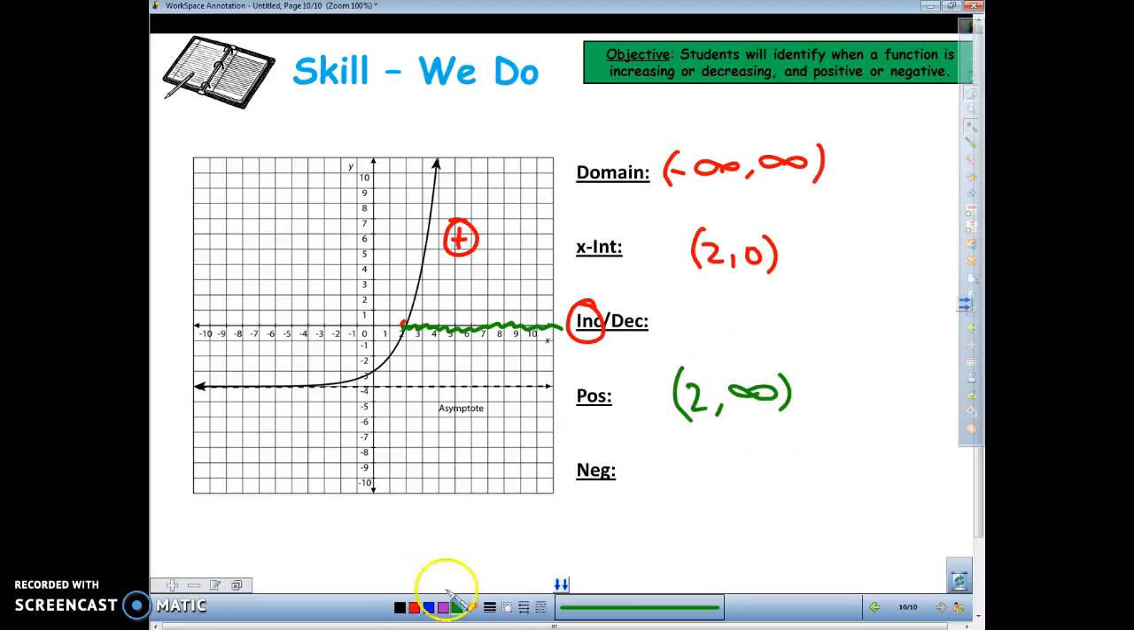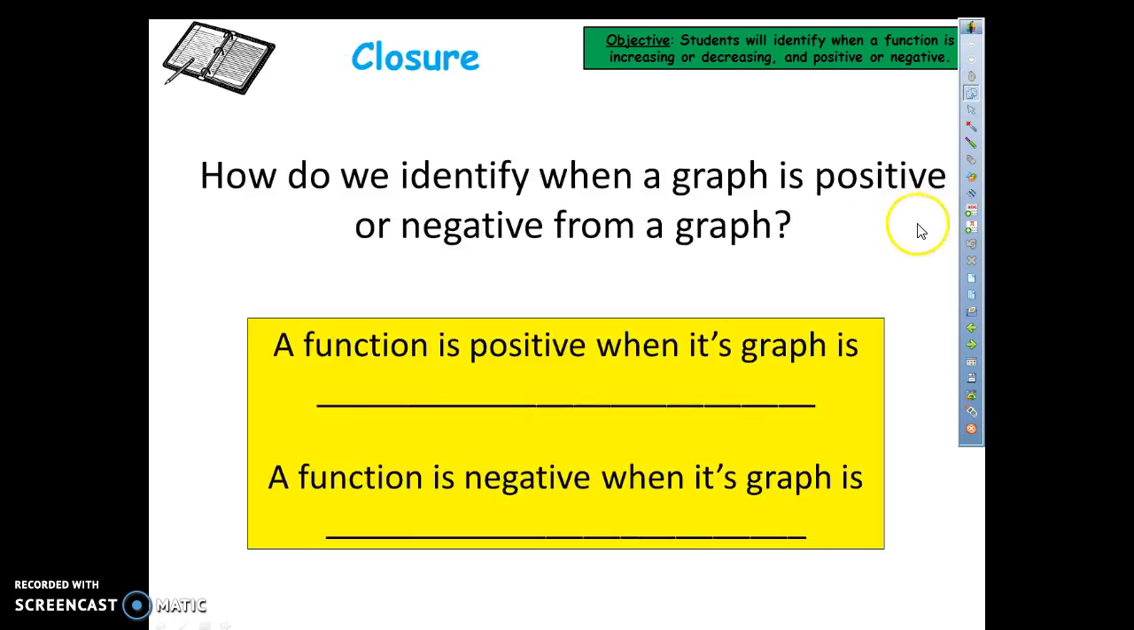It is positive. It is negative when it is below. So here it is negative. So that's from negative infinity all the way to 2. Negative infinity, comma 2. Okay, hopefully you got that right. Closure: how do we identify if a graph is positive or negative? Well, it's positive when it's above the x-axis, and it's negative when it's below.